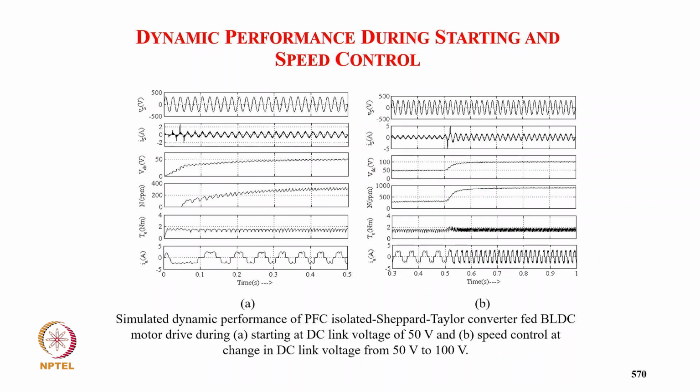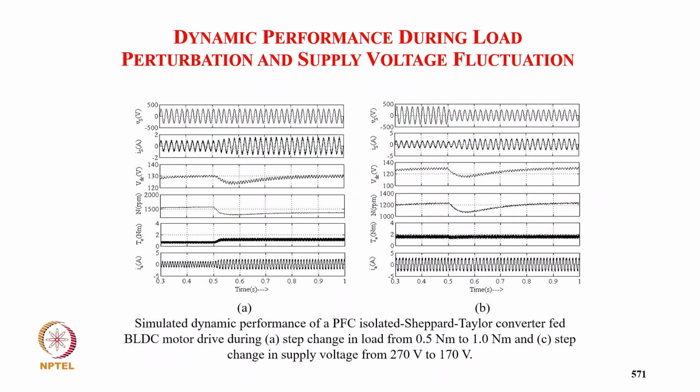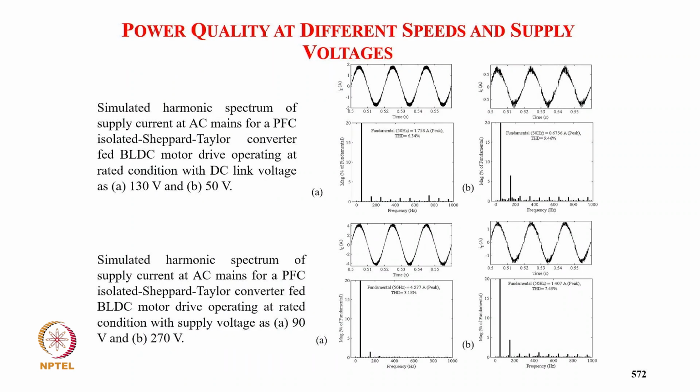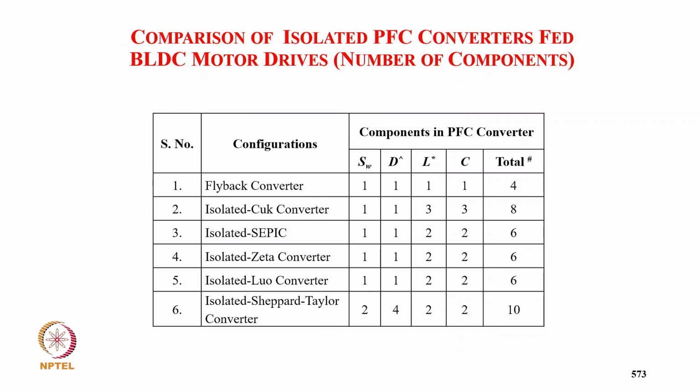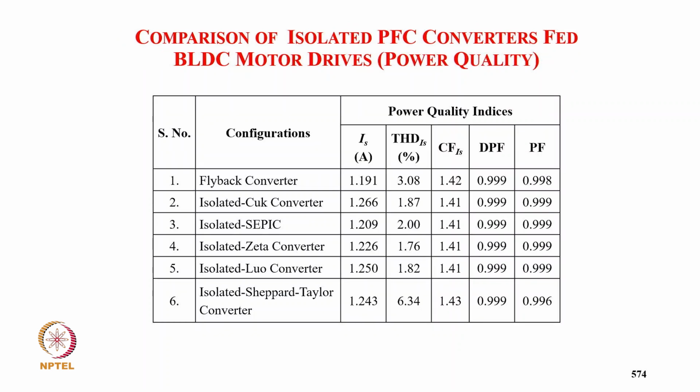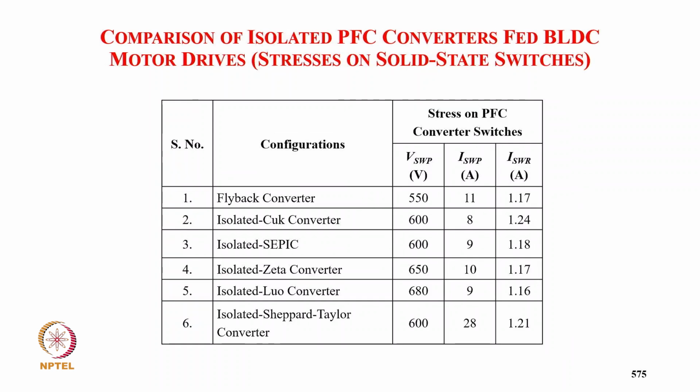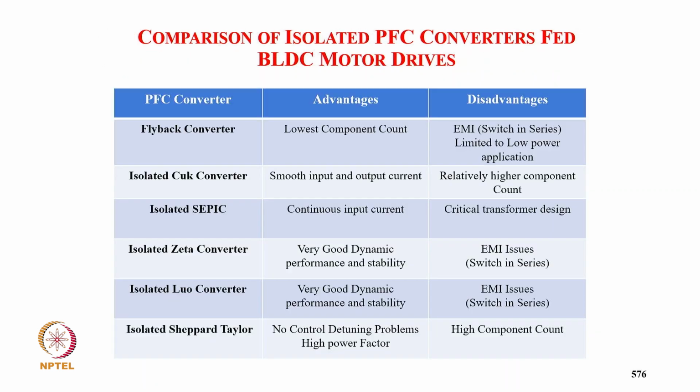There is starting performance with 50 volt DC link, and your DC link voltage control from 50 to 100 volt, and the load change from 0.5 to 1 Newton meter, and supply voltage change from 270 to 170, and total harmonic distortion is shown; it does not go more than 10% in any of the cases. And of course a comparison for isolated converters: we have a power factor almost 0.99, and THD never goes more than 6-7%, and typically the stresses on components do not go more than 700 volt, and then the advantages and disadvantages of all the typically six converters.